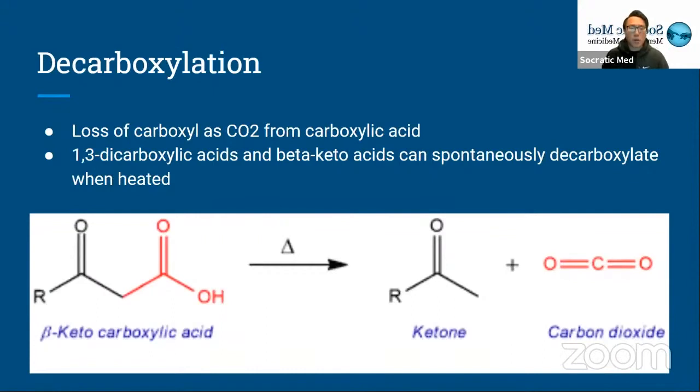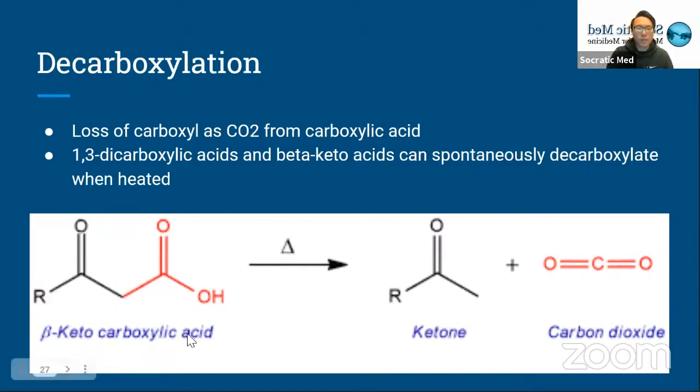So next, I'm going to go over decarboxylation. This is when you lose a carboxyl group as carbon dioxide from a carboxylic acid. And you can do this with 1,3-dicarboxylic acids or beta-keto acids. So if there's a carbonyl group 2 carbons away from the carboxylic acid, it can spontaneously decarboxylate when heated.